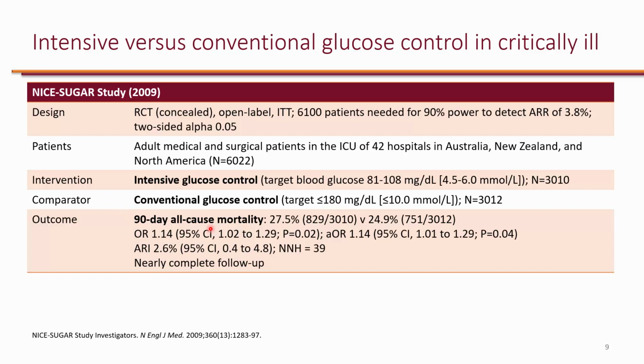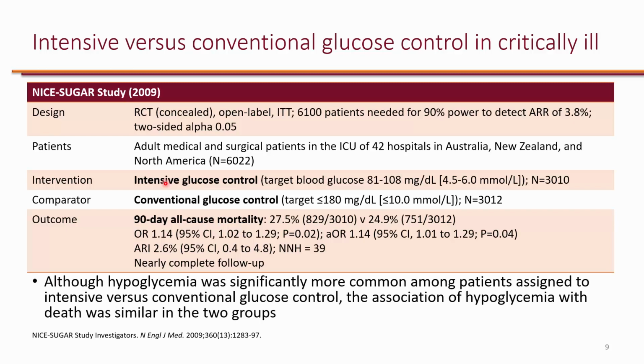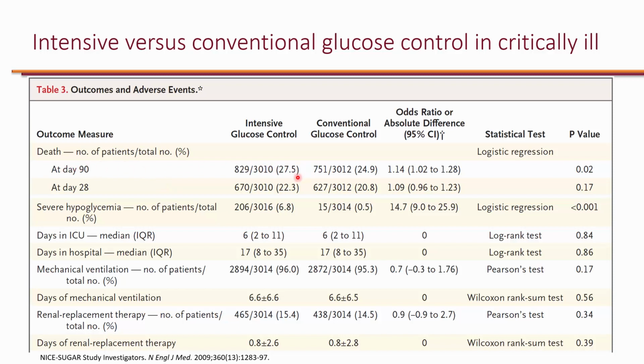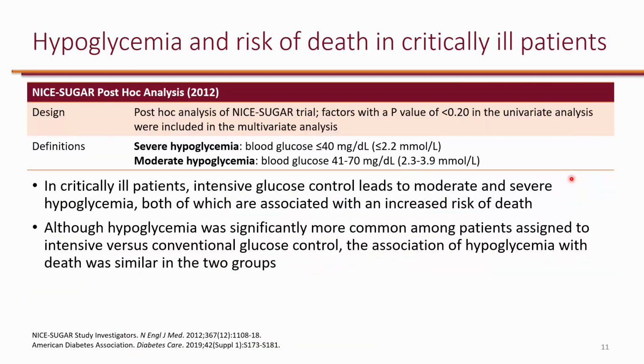And what they found was that 90-day all-cause mortality was actually increased in the intensive glucose control compared to conventional glucose control, which initially made investigators think that it must be hypoglycemia. So if you're targeting a more intense glucose control, those patients are more likely to have hypoglycemia and therefore more likely to die. However, they found that although hypoglycemia was significantly more common in patients assigned to intensive glucose control, the association of hypoglycemia with death was actually similar in both groups. So here you can see the results at day 90. More patients actually died in the intensive glucose control compared to the conventional control, which was statistically significant. After further post-hoc analysis, another report was published in 2012 from the same landmark trial.